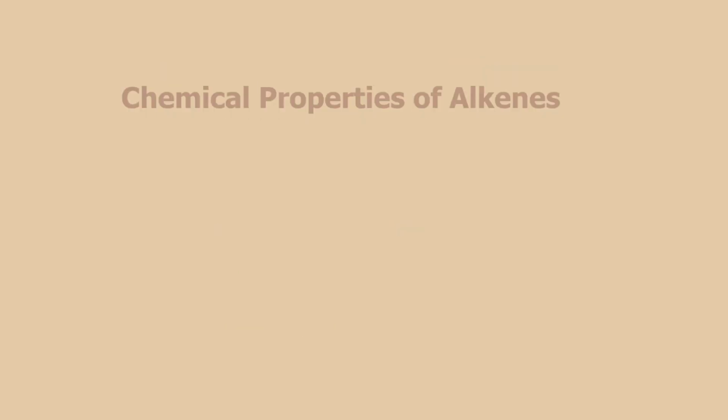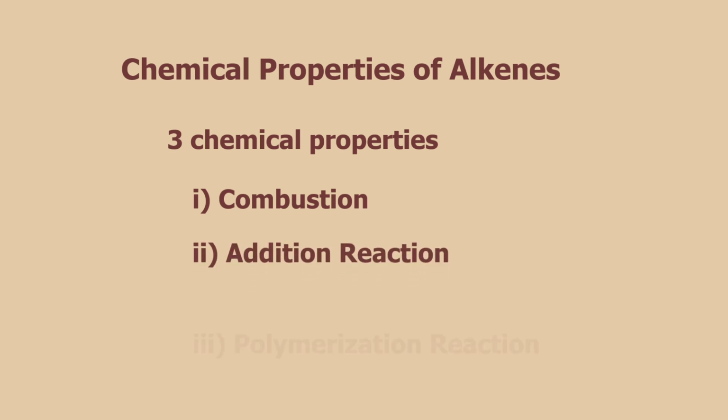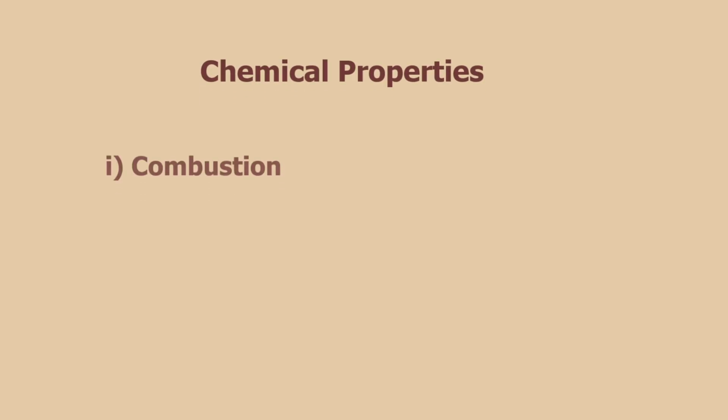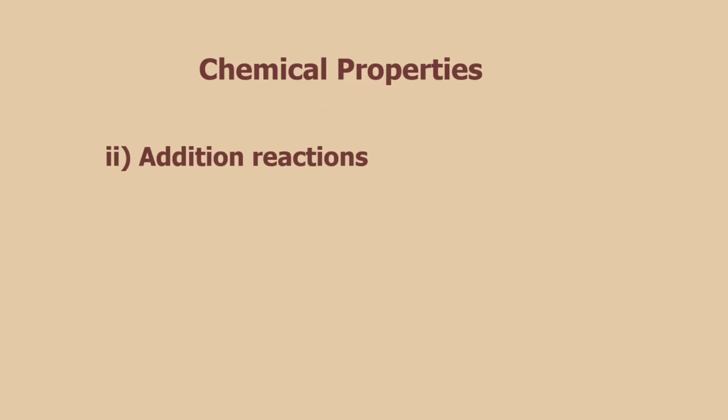Chemical properties of alkenes. Alkenes are more reactive than alkanes due to the presence of the carbon-to-carbon double bond, which undergoes addition reactions. There are three chemical properties. First one is combustion, second one is addition reaction, third one is polymerization reaction. We'll take the first one, combustion. Like alkanes, alkenes burn in oxygen, but they produce sooty flames due to incomplete combustion. It shows the common reaction CnH2n plus O2 produces CO2 plus H2O plus heat.